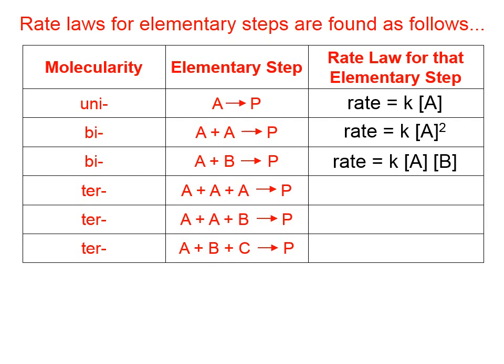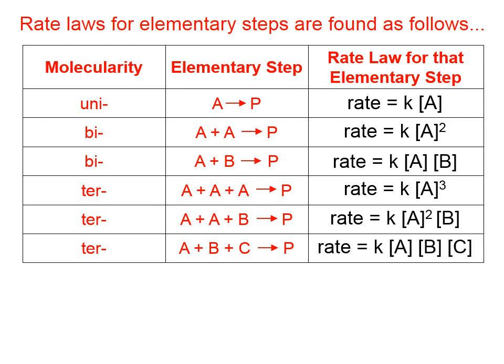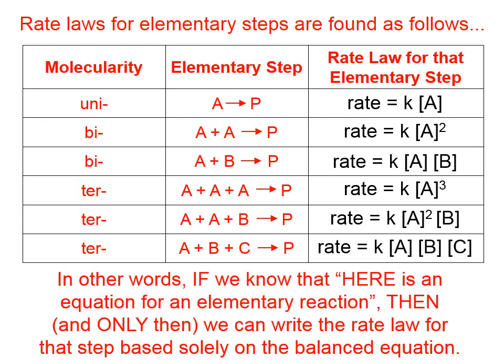Unless you are thinking with a bruised banana, you can see the correlation. Therefore, the rate law for the next one must look like that. And the rate law for the next one would look like that. And the rate law for the last one would look like that. In other words, if we know that here is an equation for an elementary reaction, then, and only then, we can write the rate law for that step based solely on the balanced equation.